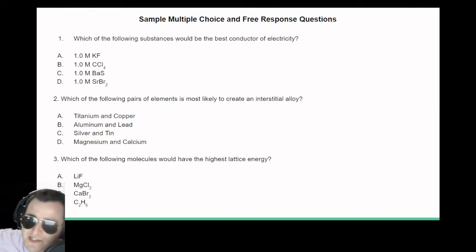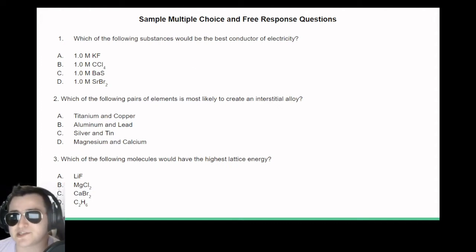We've hit all the topics. I've been talking for a bit, but the voice is still going strong, so let's keep it going. Which of the following substances would be the best conductor of electricity? And remember, I am taking these from past AP tests and also review books and response sections online that I've seen. So I'm pulling from multiple sources in all of these videos. So you're getting good practice here, but they're all valid questions that you could very well see on an AP test.